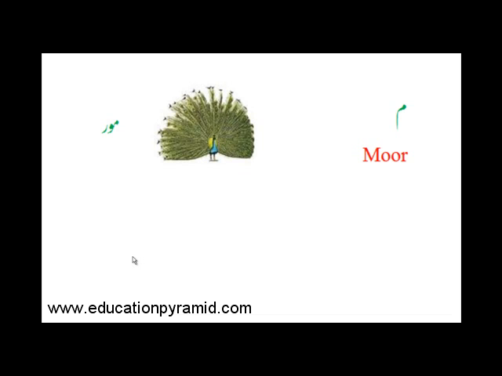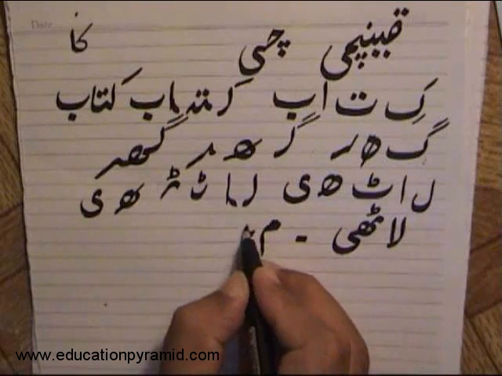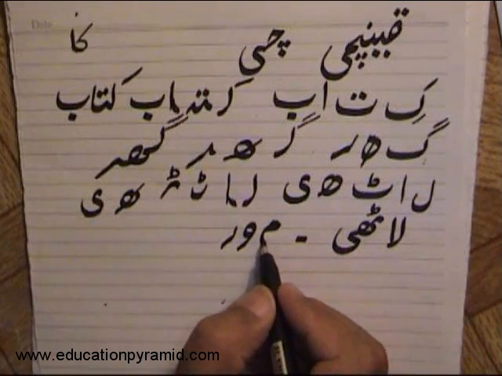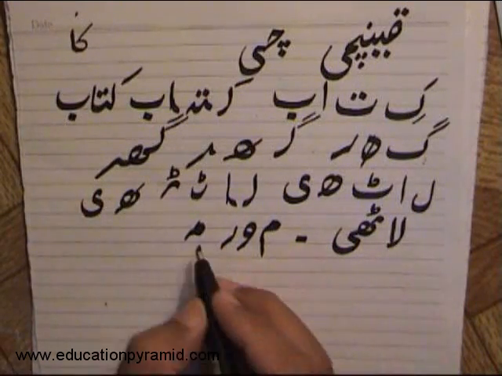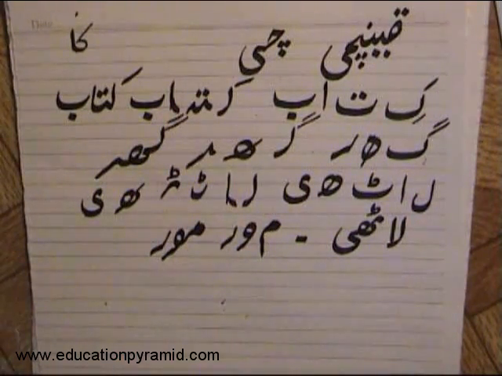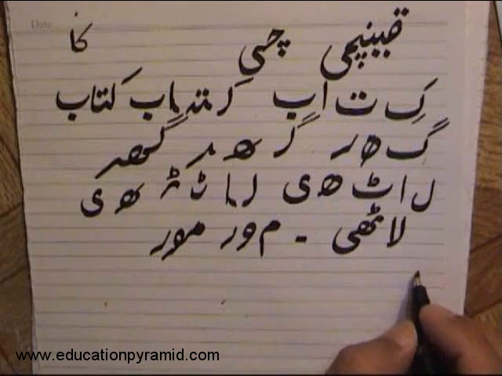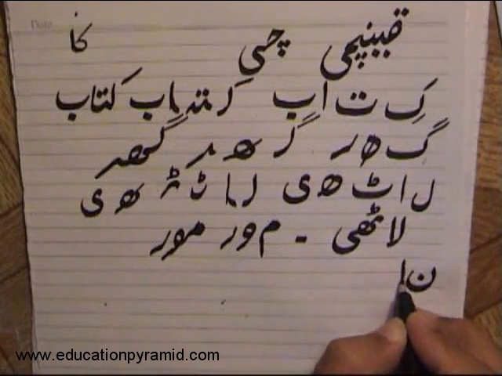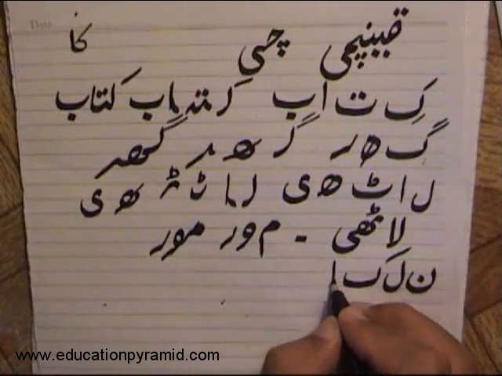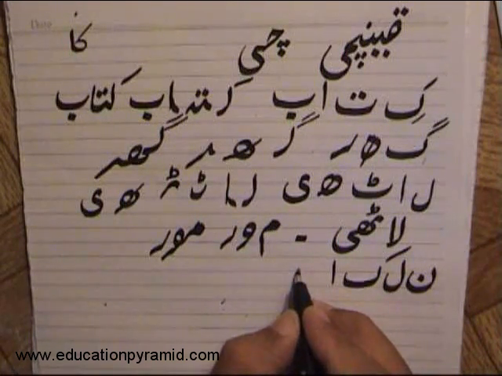Meem, mor, peacock. In mor we have meem, wow and re. Meem is the only connector here, so we write meem in the initial position and then connect it with wow. There is a break and re will take an independent position. Noon, nalka, tap. Noon, lam, kaf, alif, nalka. Noon is a connector, so noon will assume the initial position.